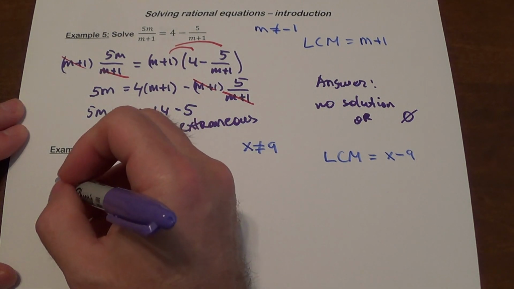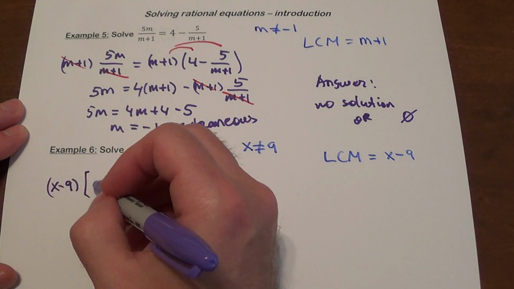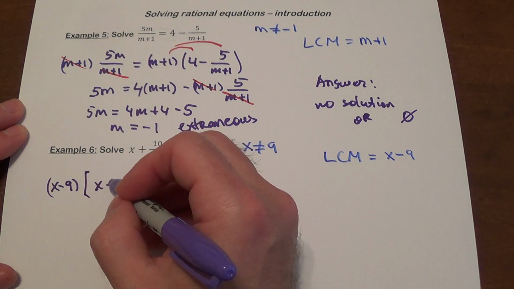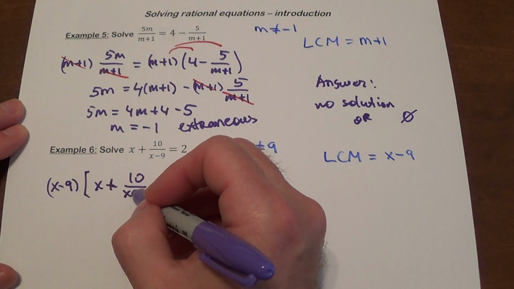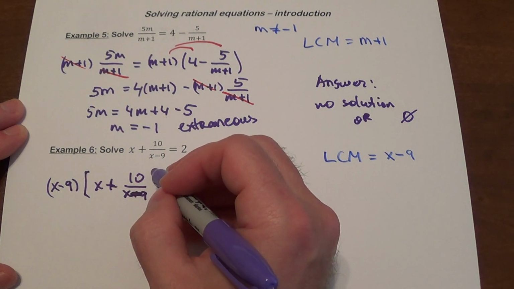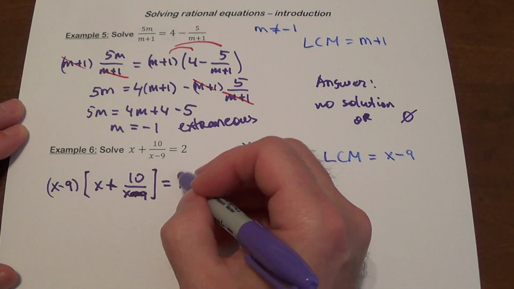So we're going to do x minus 9 times x plus 10 over x minus 9, x minus 9, I was right the first time, equals x minus 9 times 2.